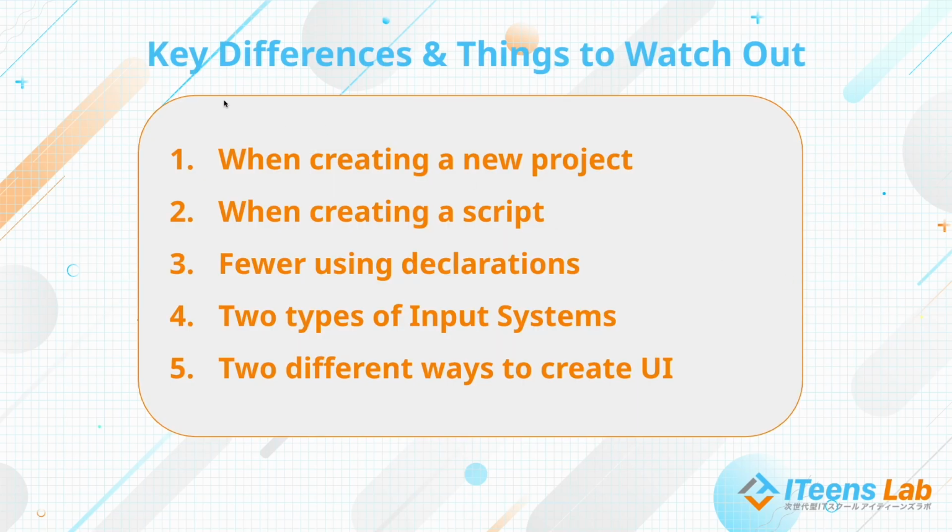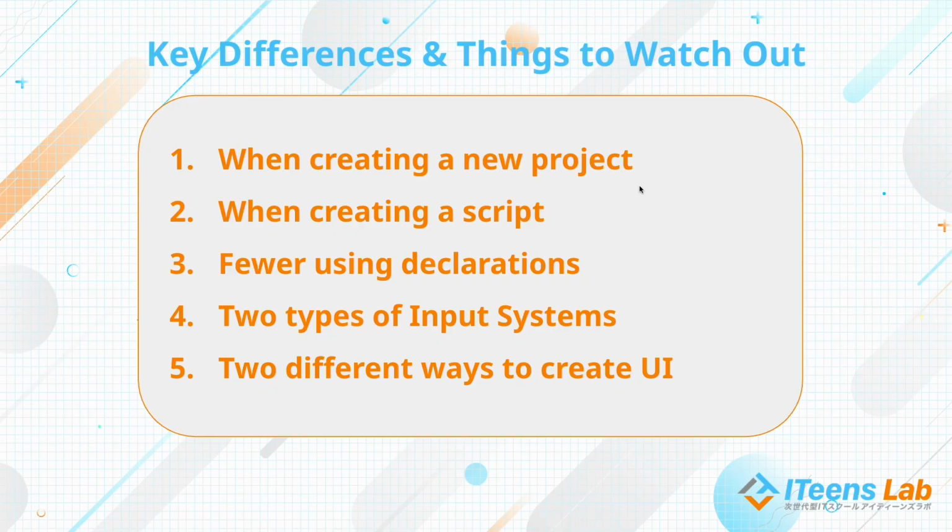Alright, so here I've listed 5 points. The main differences, things to watch out for, as it says here. Basically, for beginners using Unity 6, I've summarized what you need to be careful about and the main differences from previous versions. First, creating a new project is a bit different, and so is creating scripts. There are fewer using declarations, there are 2 types of input systems, and there are also 2 ways to create UI. So, these are the 5 main differences. I've summarized them here. Now, let's go through them one by one.